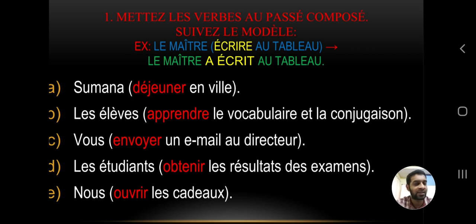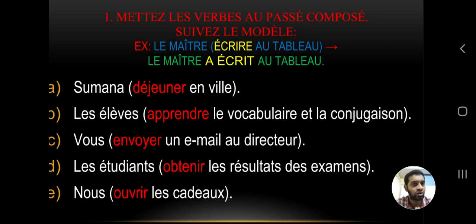So le maître is actually the subject. Le maître, which means the teacher. And then in the bracket they have given a verb in infinitive form. It is not conjugated, and then followed by an object. So le maître, écrire au tableau. It has to be conjugated in passé composé.